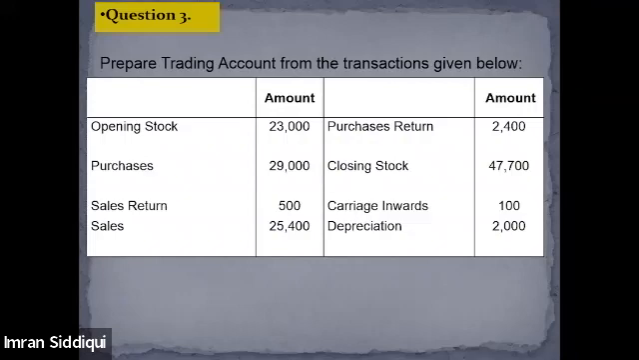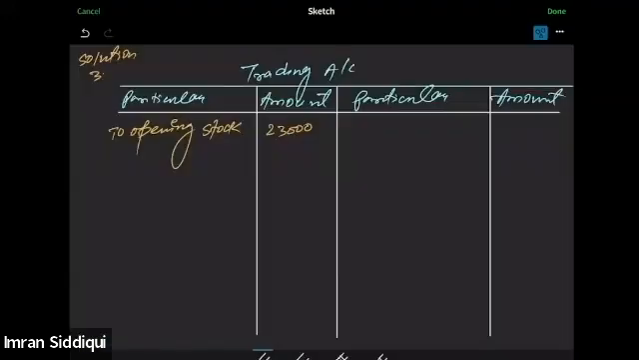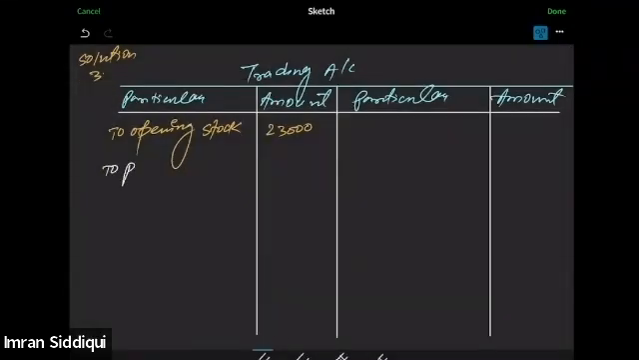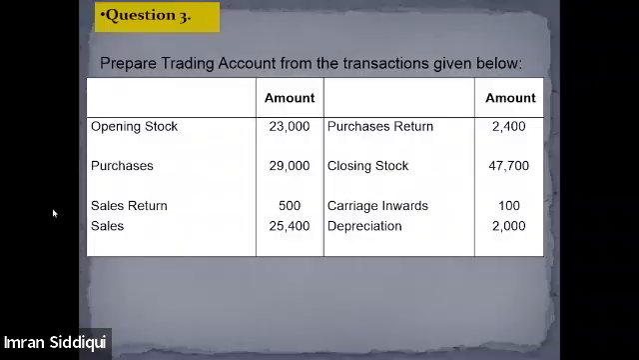Then we have purchases given in the question. Value of purchases is 29,000. But as I told you, we cannot write down the purchase value directly into the debit column of the trading account. Why? Because we need to subtract the purchase return, if any is given in the question. Like in this question, we are provided with the purchase return. So we need to subtract it.